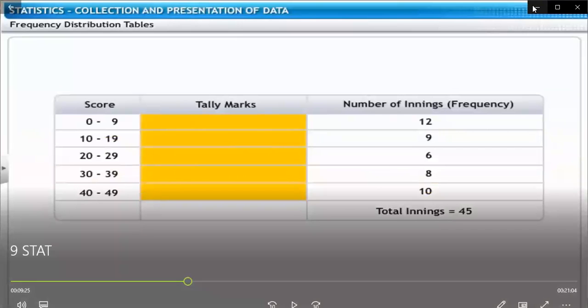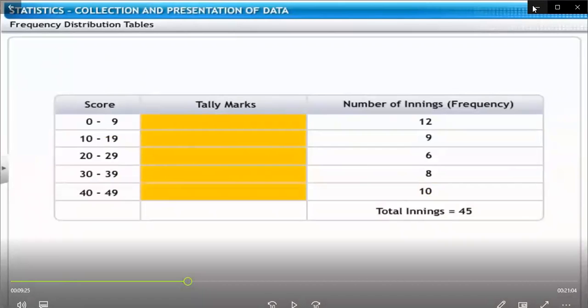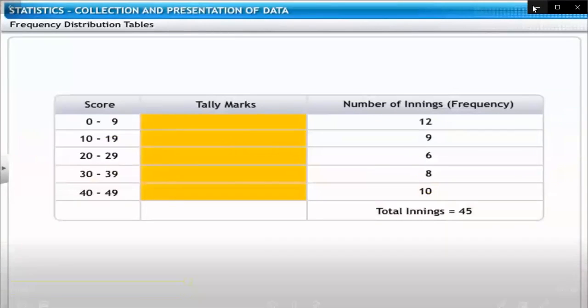For example, the scores are 0 to 9. In this range, for the score 0 to 9, the number of innings is the frequency. So in 12 innings, the batsman scored 0 to 9 runs. Similarly, for the last class, 40 to 49, it means in how many innings he scored 40 to 49 runs. That number of innings is 10. Okay, so this frequency we can also represent with tally marks.